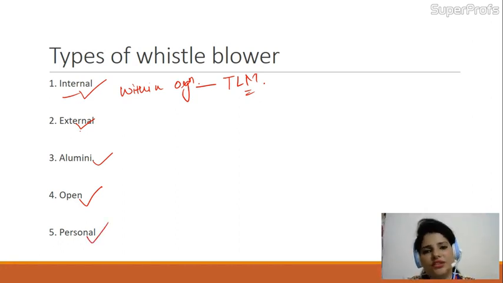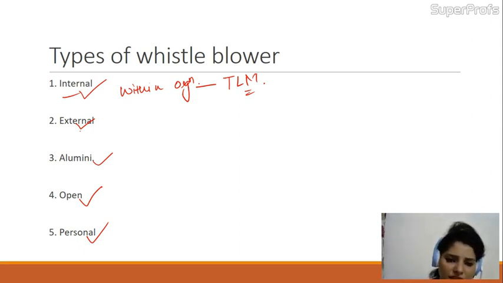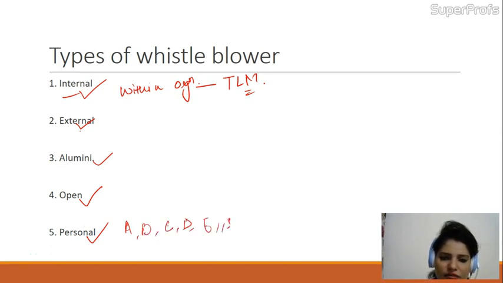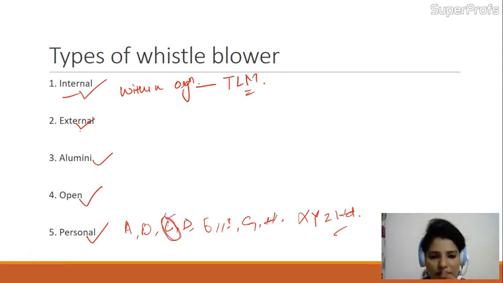Now, personal. Sometimes it happens in the organization that even in the board of directors, there are different groups. Some directors have a certain ideology, and some directors would not have the same ideology, or they might differ from the ideology of a particular director. For example, there is a board comprising Mr. A, B, C, D, E, F, G, H. These are the board of directors of XYZ Limited. So what's happening in this case? There is Mr. C, who is targeting Mr. F.